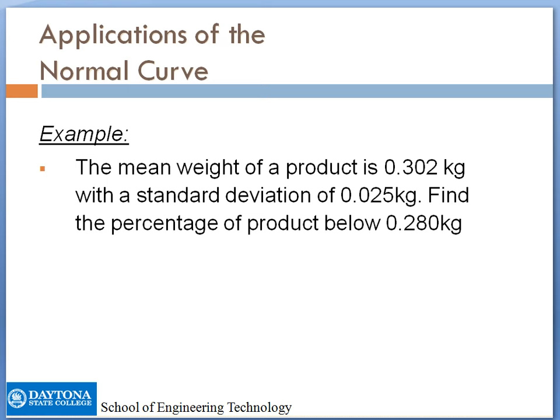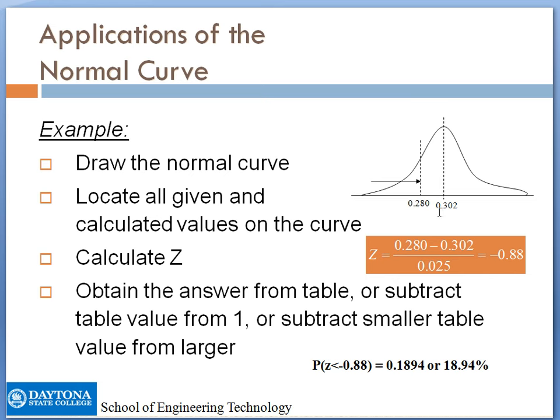You draw a normal curve and you have to locate the different values. You locate first the mean, which is 0.302. Then you see what your observed value is, and because the observed value is less than the mean value, you locate it to the left side. And then you understand the problem statement. The problem is asking you what is that probability, the percentage of the products being below that observed value. So we're looking for everything that is to the left of that observed value.